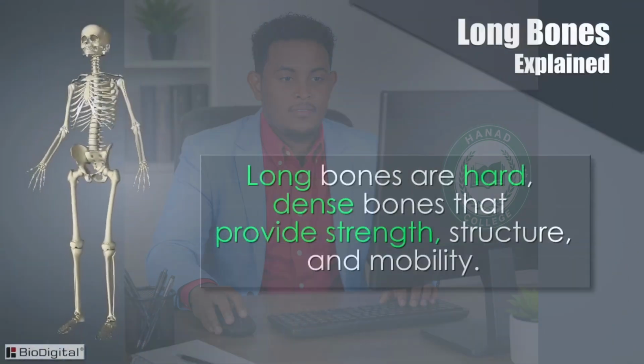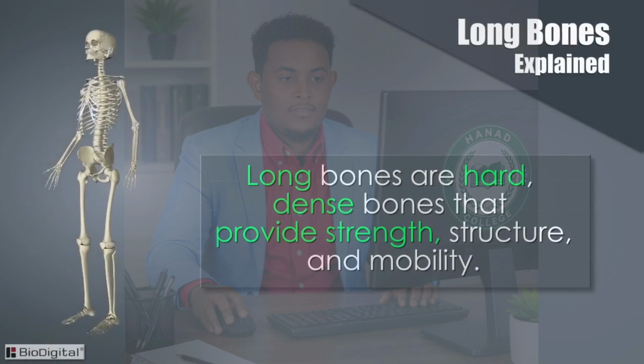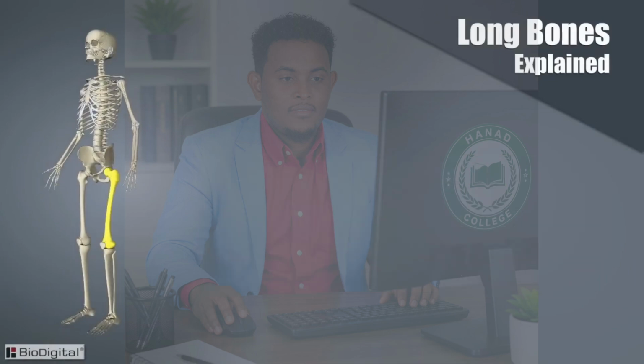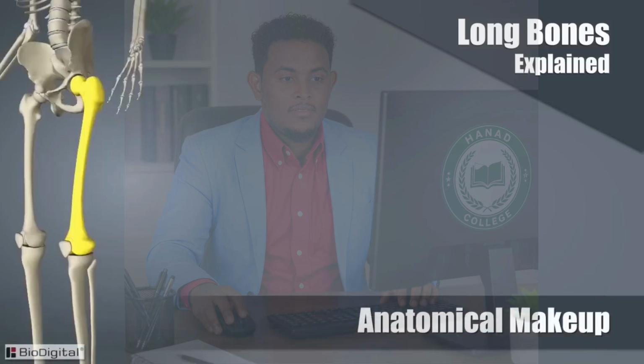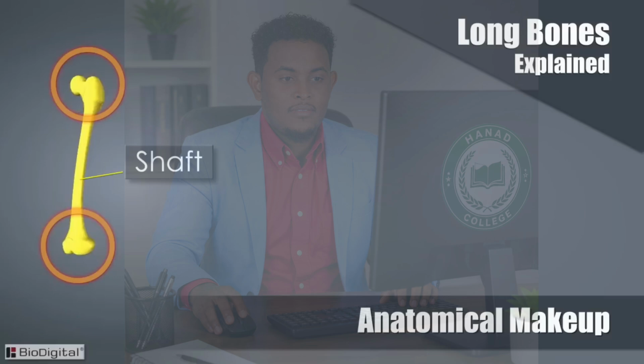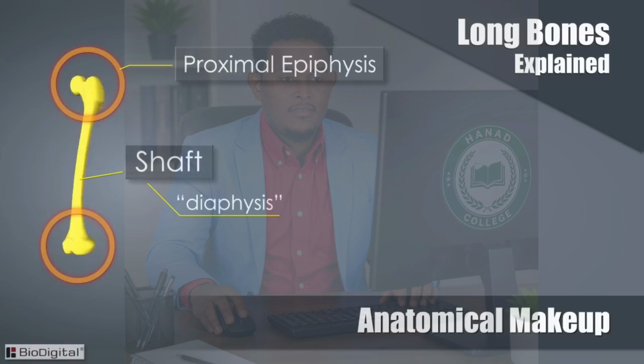Long bones are hard, dense bones that provide strength, structure, and mobility. An example is the femur or thigh bone. Here's the anatomical makeup of a long bone. A long bone has a shaft and two ends. The shaft is known as the diaphysis, and the two ends are called the proximal epiphysis and the distal epiphysis.